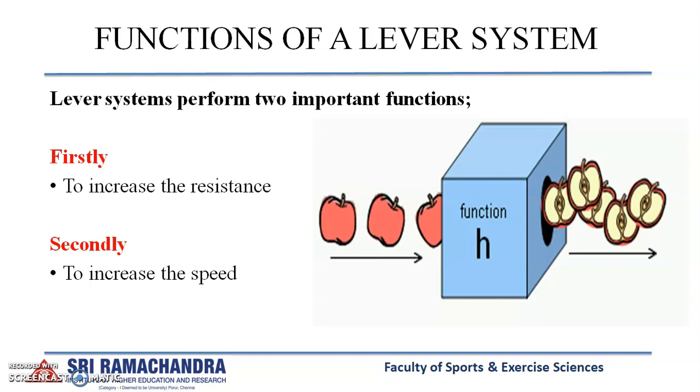So what do you mean by to increase the resistance? Which means that a given force can move. Whereas what do you mean by to increase the speed? The speed at which a body moves. I hope you understood. Moreover, different types of lever system allow different ranges of movement, which means that some are effective at overcoming the resistance, whereas others are able to generate speed or force.